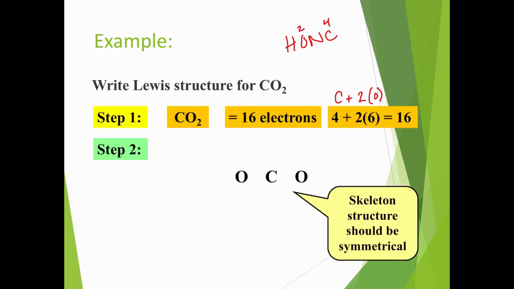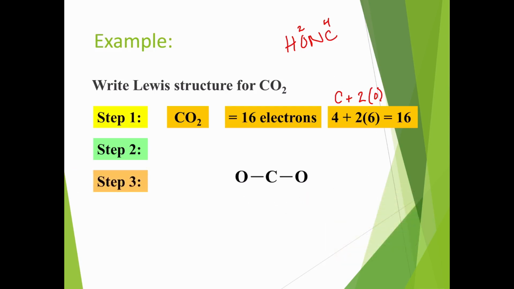Okay. When we are doing this, what we call the skeleton structure, it should be symmetrical. So you'll notice that I've put the oxygens on opposite sides of the carbon rather than putting one there and maybe one on the top. We want to make it symmetrical. Molecules are typically symmetrical if they can be.